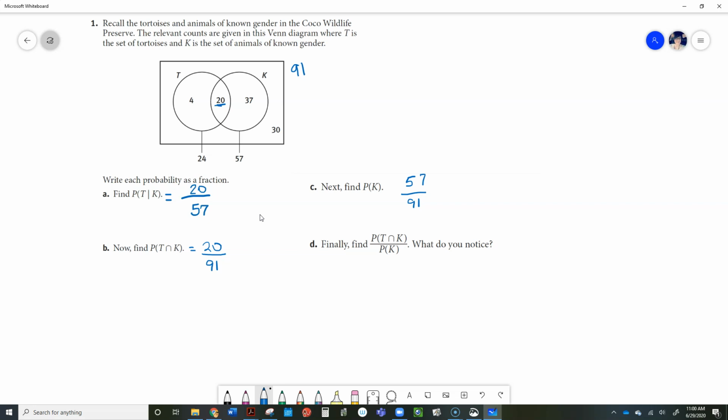Now it wants us to do this. This answer right here, they want us to make a fraction, and they want us to take this answer here and put it on top. So I've got 20 over 91 on top. And then they want us to take this answer right here and put it on bottom, 57 over 91. And they want us to say, okay, what do you notice?